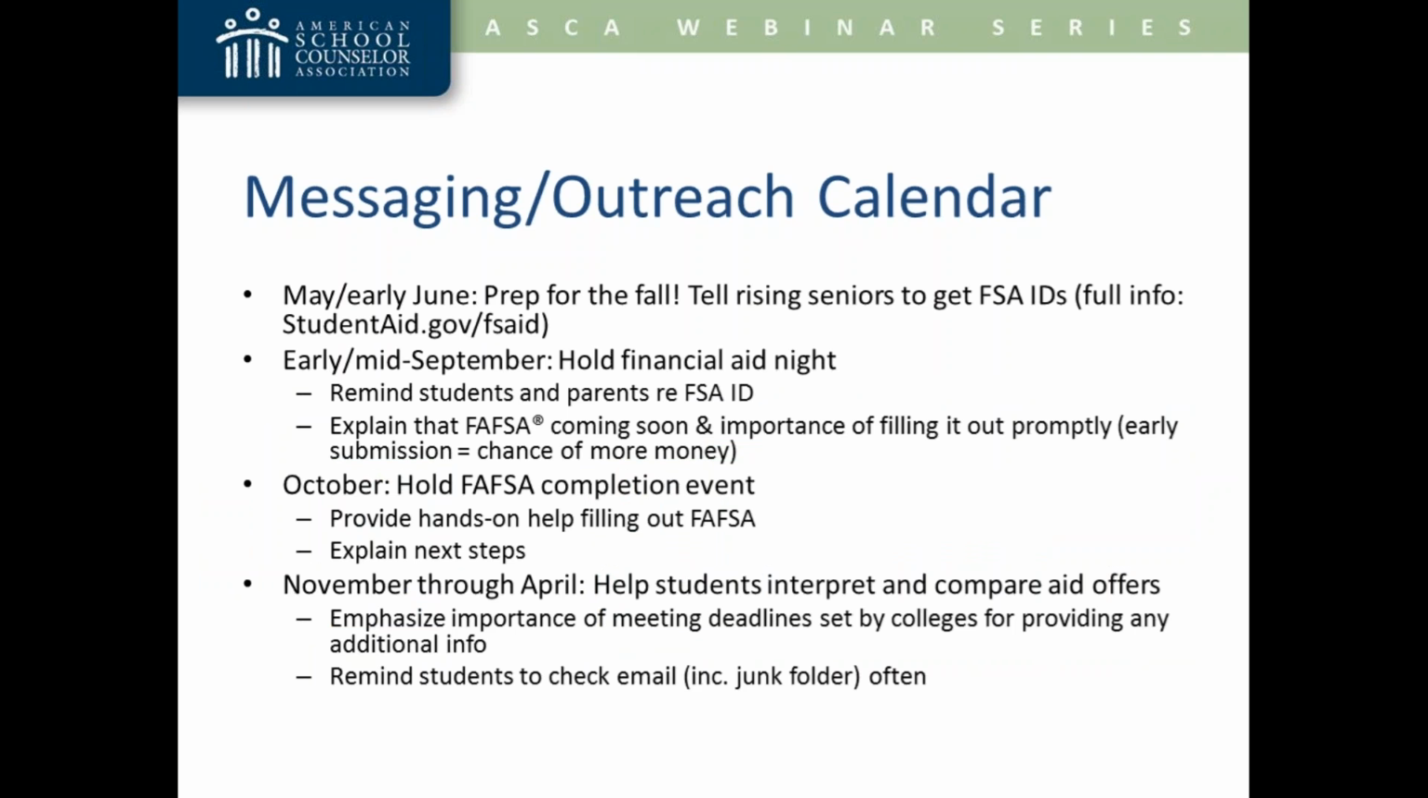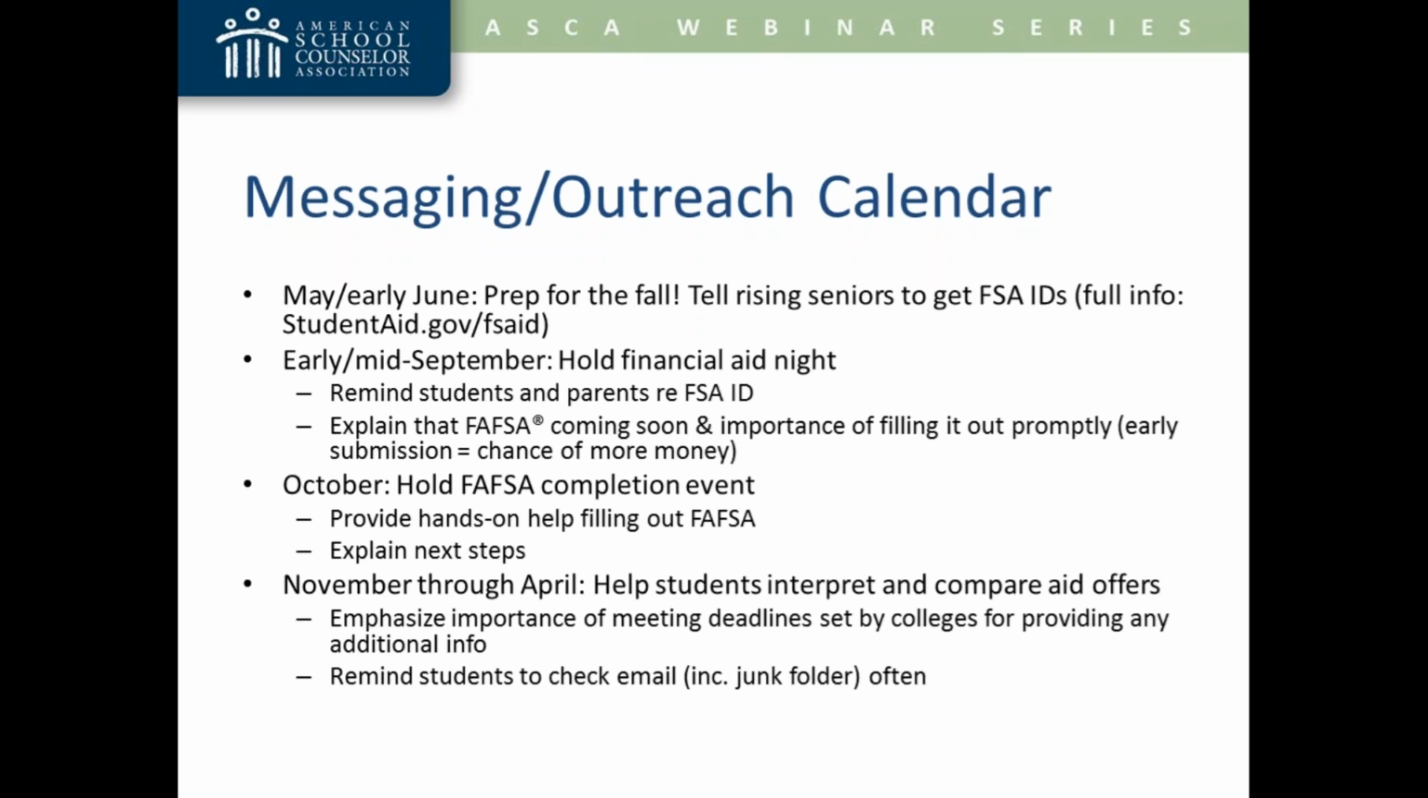These are some ideas for messaging and outreach to your students and their parents. In May and early June, you want to make sure they prep for the fall. Tell those rising seniors to get their FSA IDs. There's information here at studentaid.gov/FSA-ID.